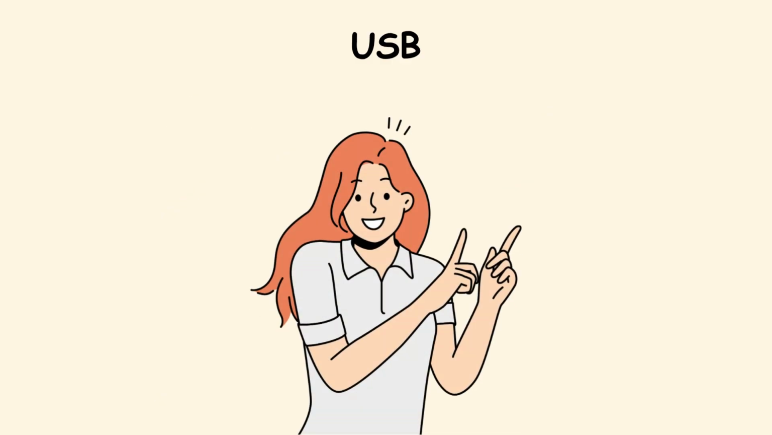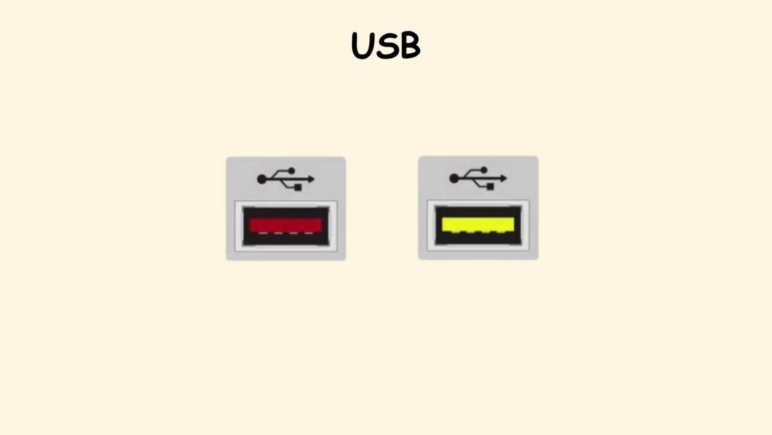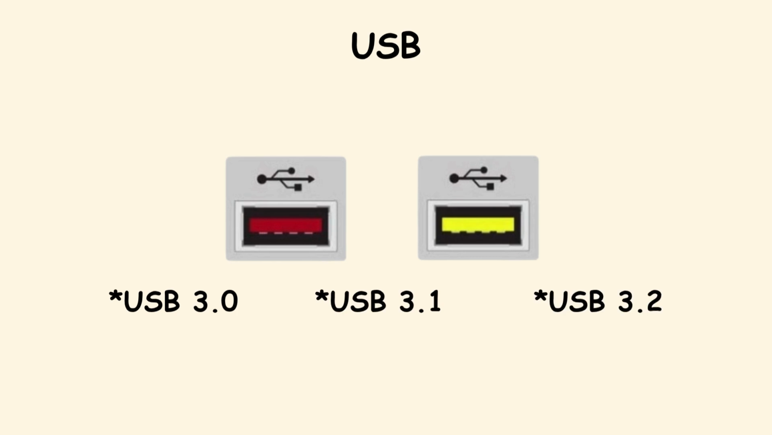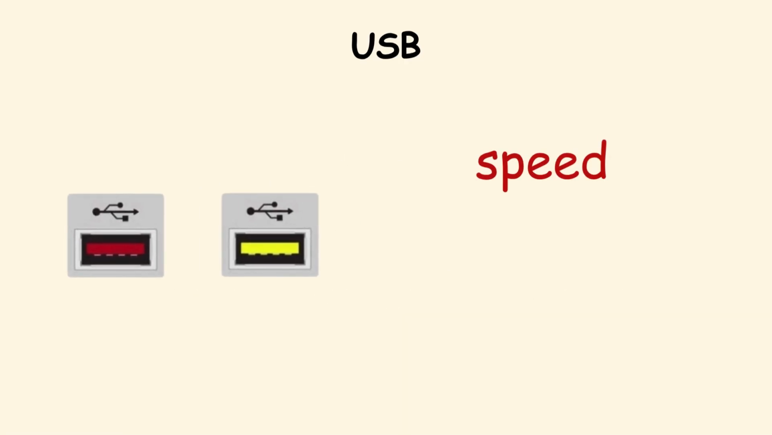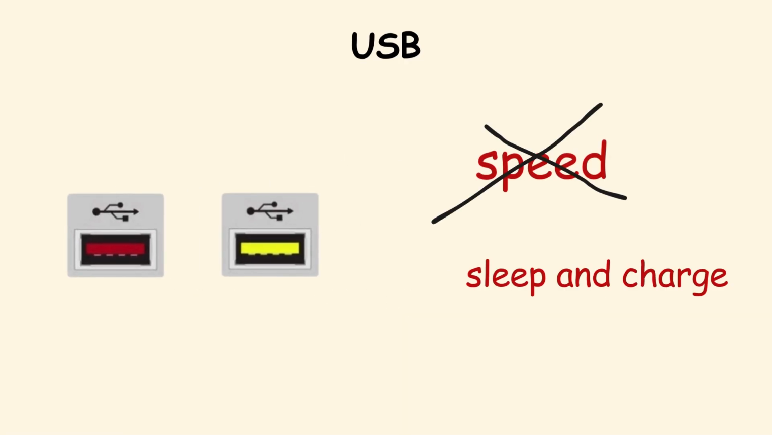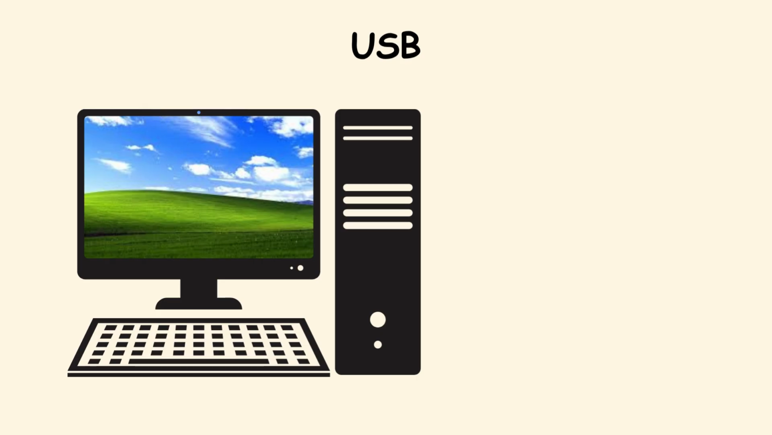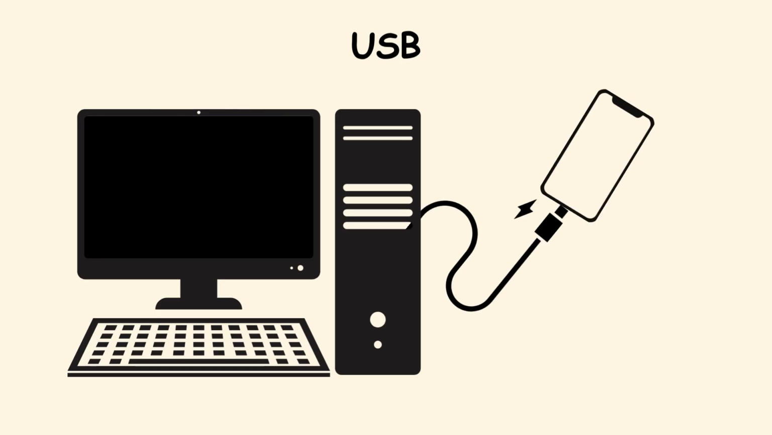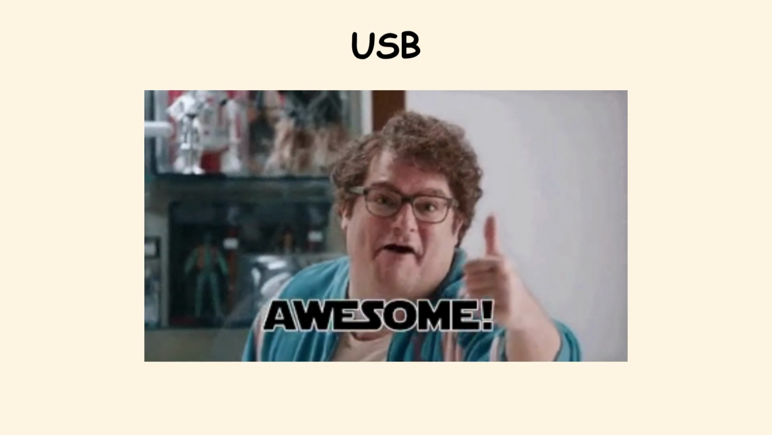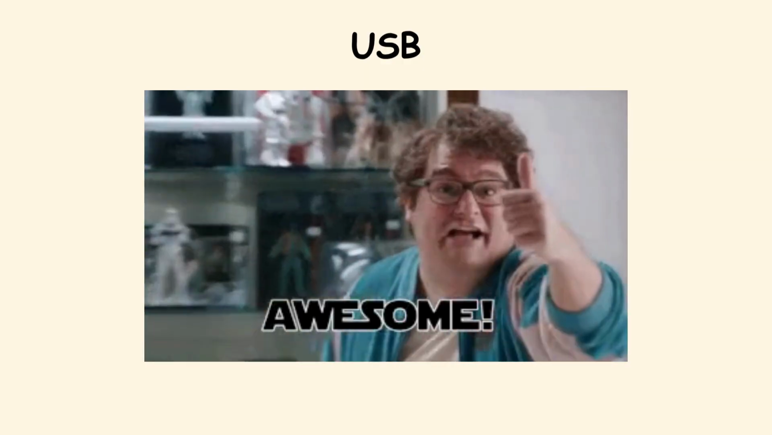Oh, and here's one more detail people often overlook. Some USB ports come in yellow or red. These could be USB 3.0, 3.1, or even 3.2. The color doesn't indicate speed, it shows they have a feature called sleep and charge. That means even if your computer is turned off, you can still plug in your phone or gadget and charge it. Super handy when you don't want to power up your whole system just to juice up your devices.